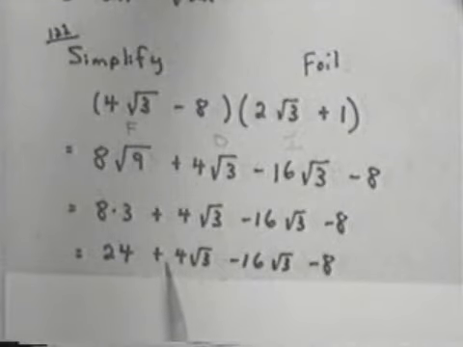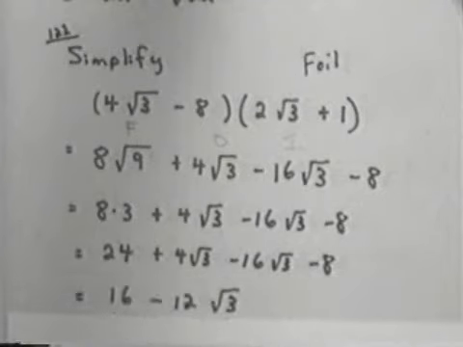So we have 24 plus 4 times the square root of 3 minus 16 times the square root of 3 minus 8. The last step is to combine like terms, or like radicals. Now 24 and negative 8 are alike because neither of them have a radical. 24 minus 8 is 16, and then I can combine the two that have the square root of 3. These are like radicals. They both have a square root of 3. So 4 plus a negative 16 is negative 12. So my answer would be 16 minus 12 times the square root of 3.